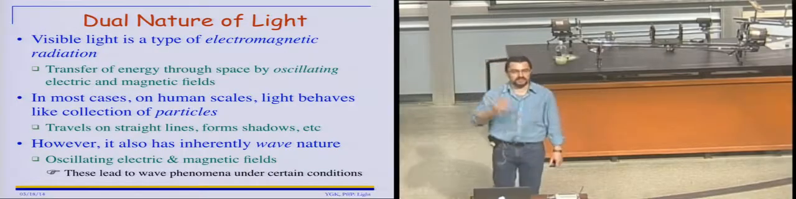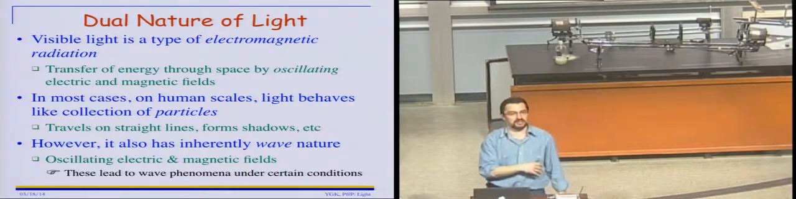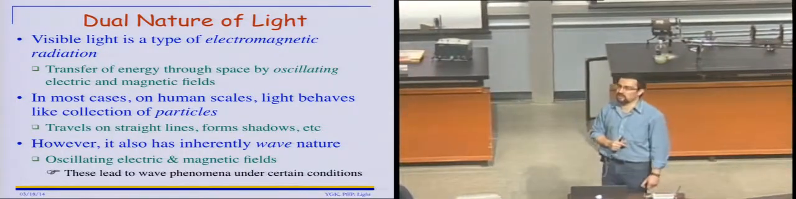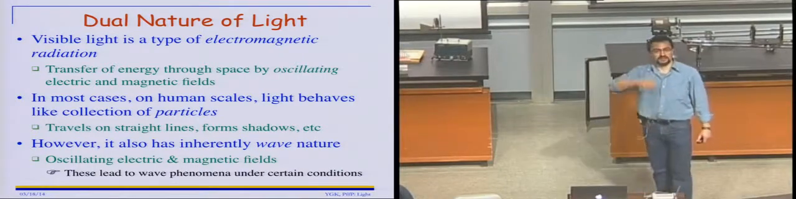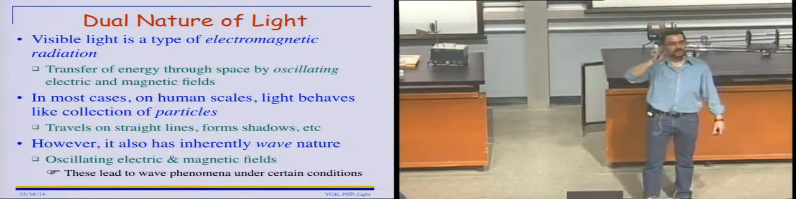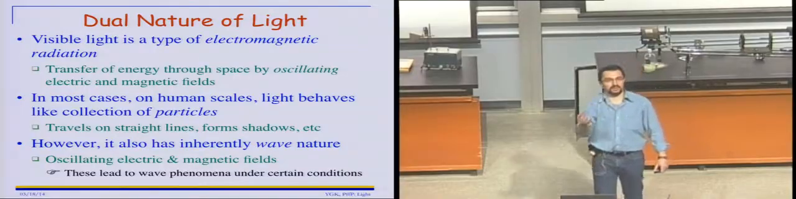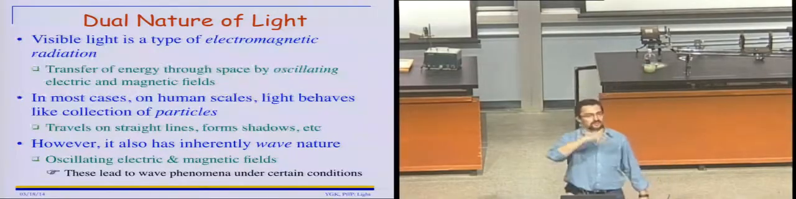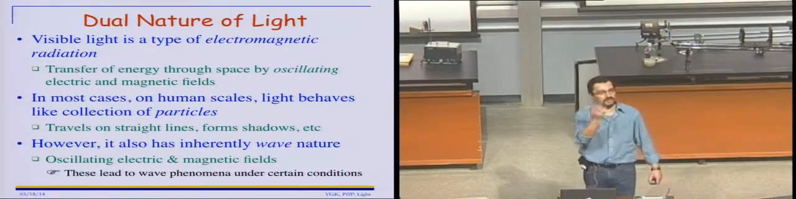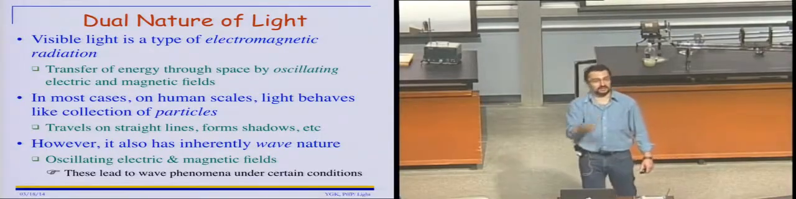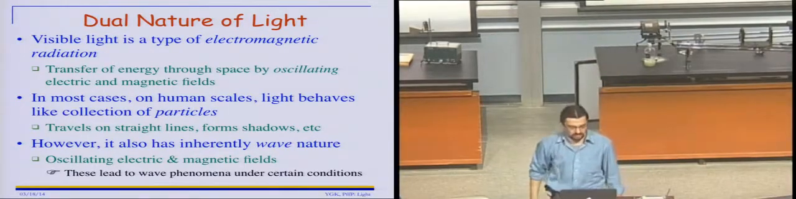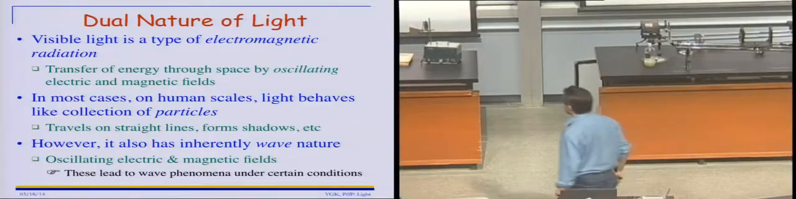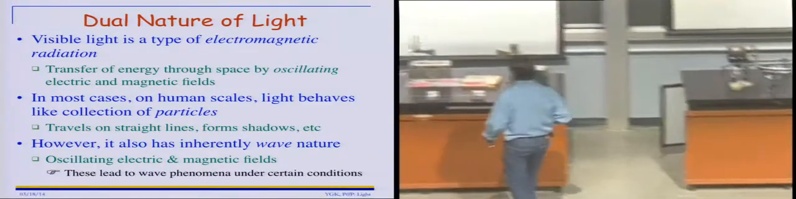And it's an example of oscillations of electricity and magnetism. It's an example of electric field oscillating in space, creating oscillating magnetic field that in turn creates oscillating electric field, and the process feeds on itself, sustains itself. So that's a wave picture of light.